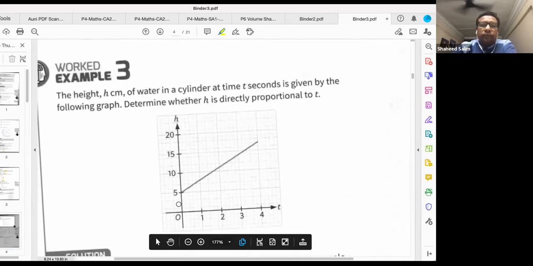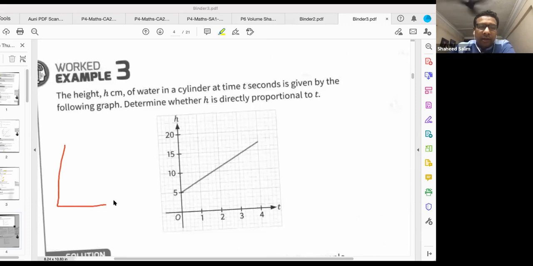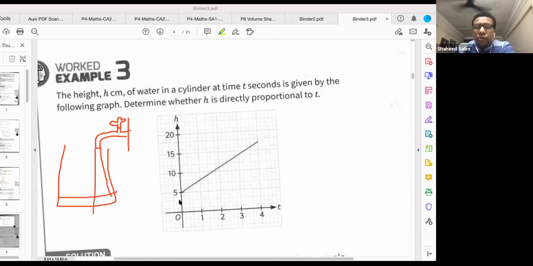Okay, can you try this? This is a graph, which tells you the height in the cylinder against the time in seconds given. So what is this actually? You must be able to imagine. This might be, let's say, a cylinder like that, then a pipe like that. Imagine there's a pipe on here, and so the water is flowing in now, like that.